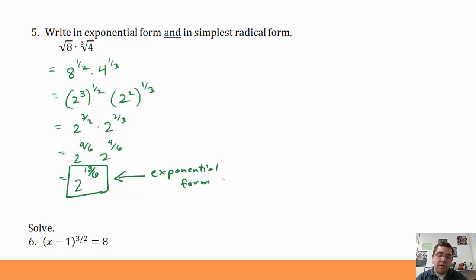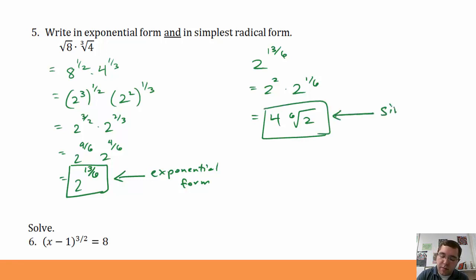I was also tasked with writing it in simplest radical form. So let's take 2 to the 13 over 6, and let's realize that 13 over 6 is really 2 and 1/6. So this is really 2 squared times 2 to the 1/6. 2 squared is 4. 2 to the 1/6 is the 6th root of 2. So that is my answer in simplest radical form. So I can write it as a fractional exponent, or I can write it with a radical.